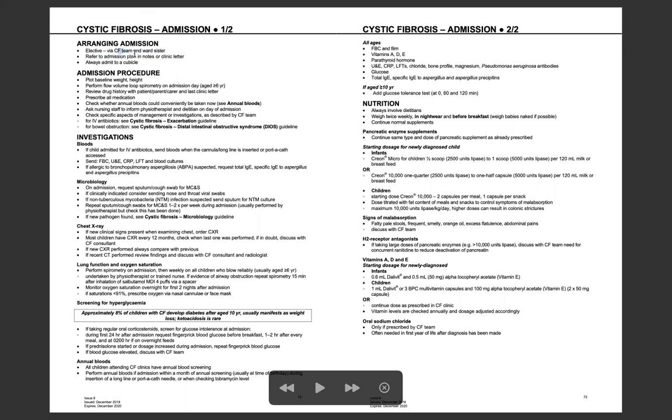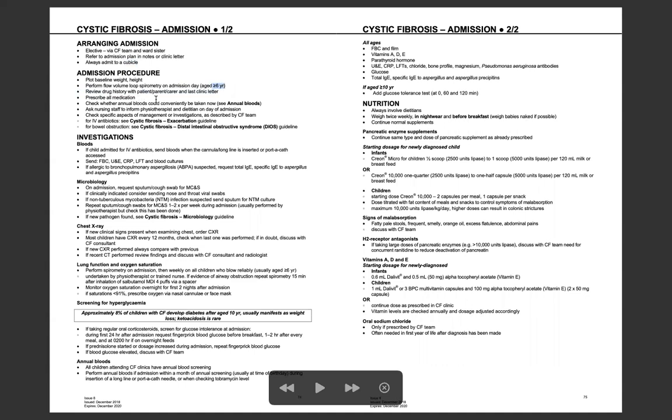Refer to the admission plan in notes and clinic letter. Always admit to a cubicle, meaning there will be isolation for them. Plot the baseline weight and height. Perform volume loop spirometry on the admission day. So as we said, lung function tests are very important in these patients. And review drug history, but here it's written more than 6 years. Our child is 4 years old.